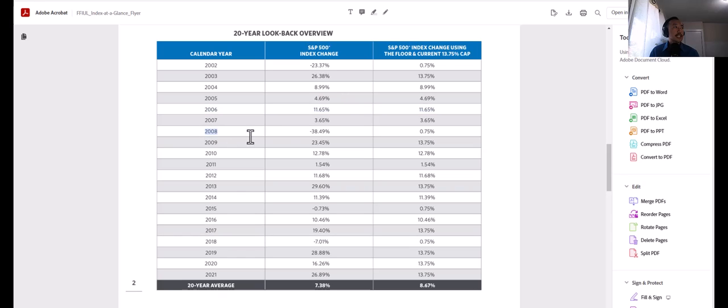But in year 2008, when the market went to negative 38.49%, you would have been credited positive 0.75%. So I always ask the families that we serve, would you rather get negative 38.49% or a positive 0.75% in year 2008? So comment below, what would you rather have, negative 38.49% or a positive 0.75%?